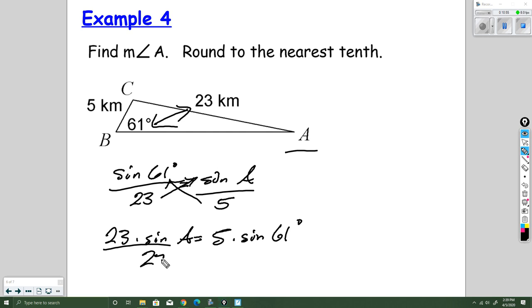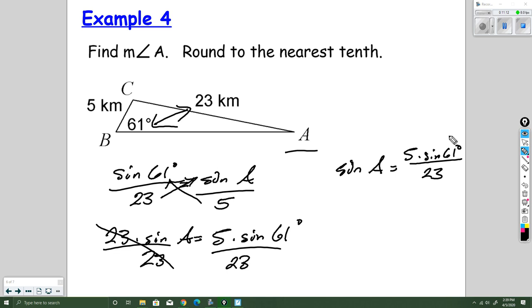Divide by 23 to isolate the sine of A. So we have sine of A equals 5 times sine of 61 degrees, all over 23. And then we're going to take the inverse sine of this whole thing. So A equals the inverse sine, and now I'm just going to draw an arrow, of that whole thing. If we do inverse sine of that whole thing, we get about 11 degrees. So the measure of angle A equals 11 degrees.